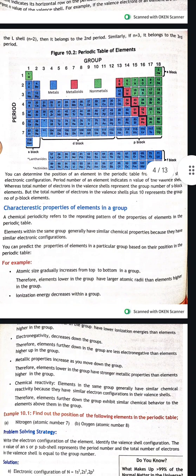You can determine the position of the element in the periodic table from its valence shell electronic configuration. The period number of an element indicates the n value of the valence shell, whereas the total number of electrons of the valence shell represents the group number of S block elements. But the total number of electrons of the valence shell plus 10 represents the group number of P block elements. So when the electrons are in the p subshell, we have to add 10 to that, so that we can better know the position of that element in the periodic table.